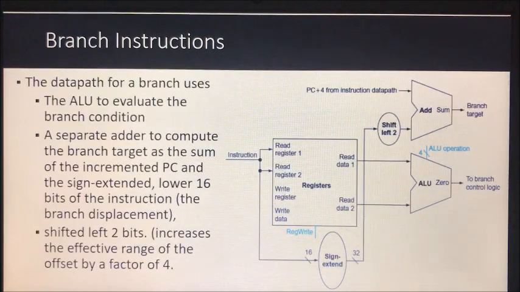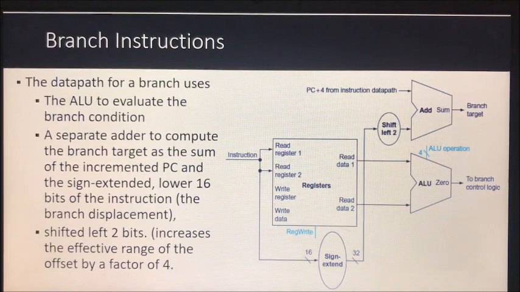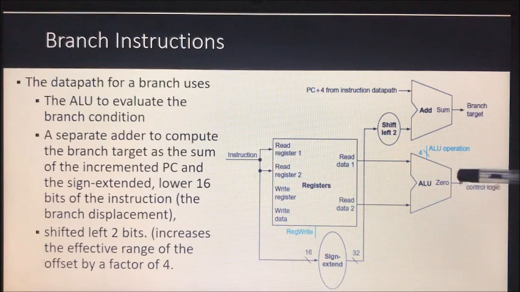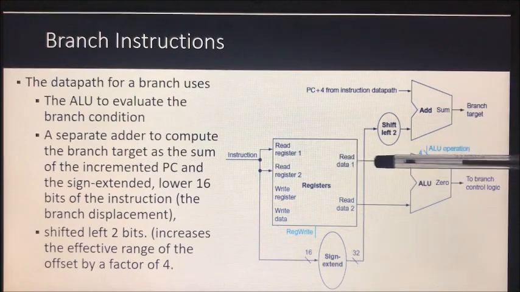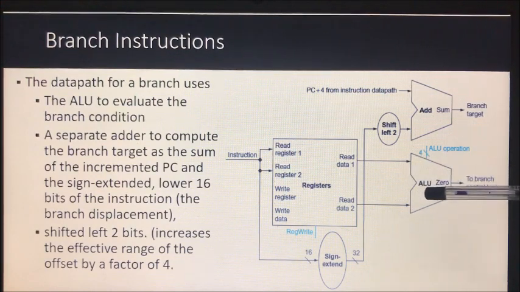So here in detail we have given the data path for branch instructions. So the ALU is used to evaluate the branch condition. So that is nothing but for comparison purpose we are supposed to use the ALU. So as we have seen before itself, 0 is there, which indicates whether both the inputs of ALU are equal or not. A separate adder is required in order to compute the branch target address. So here if you see, T1 will be coming from this, T2 will be coming from this to the ALU. Both will be compared in the ALU.